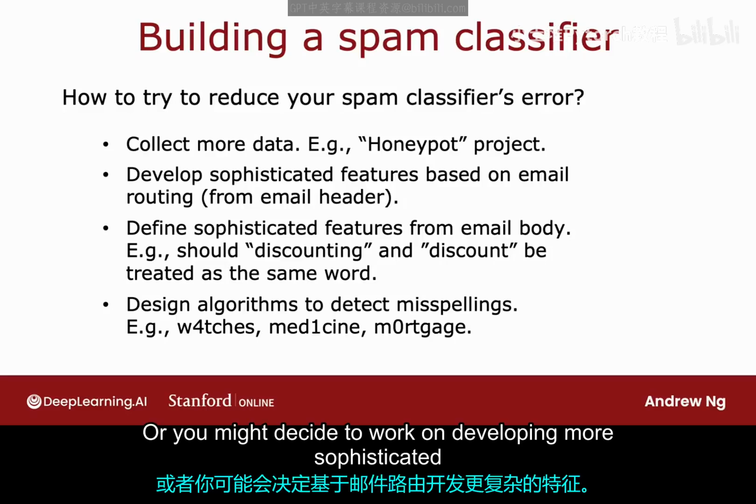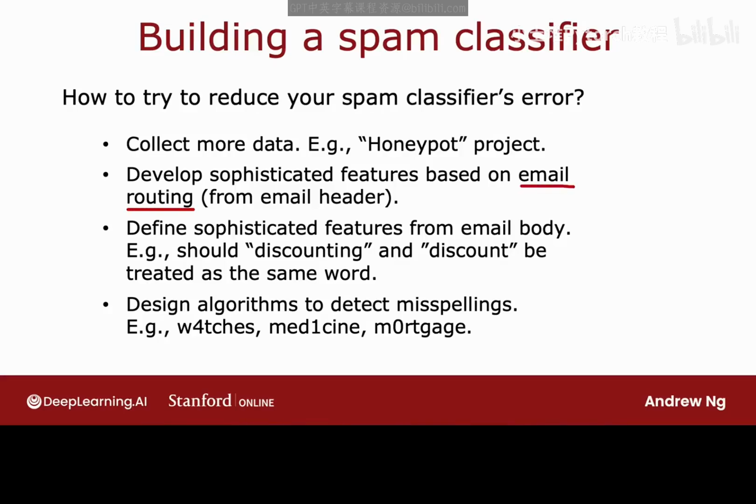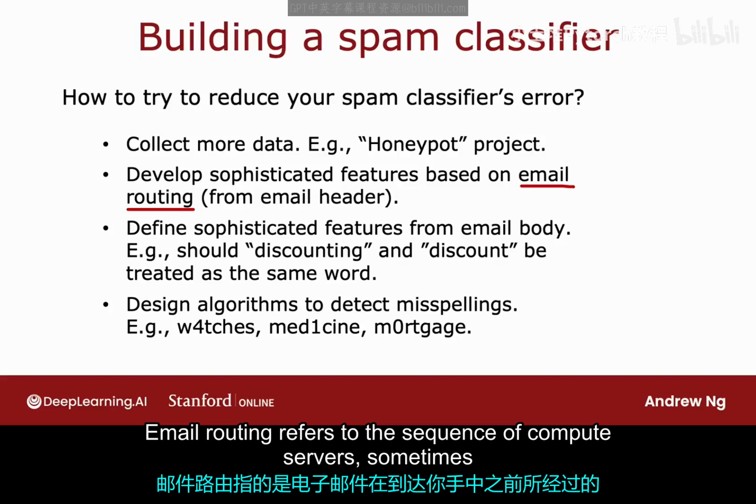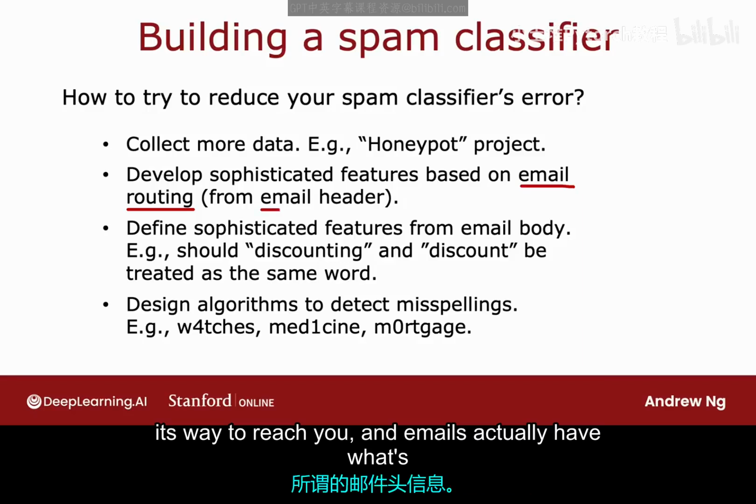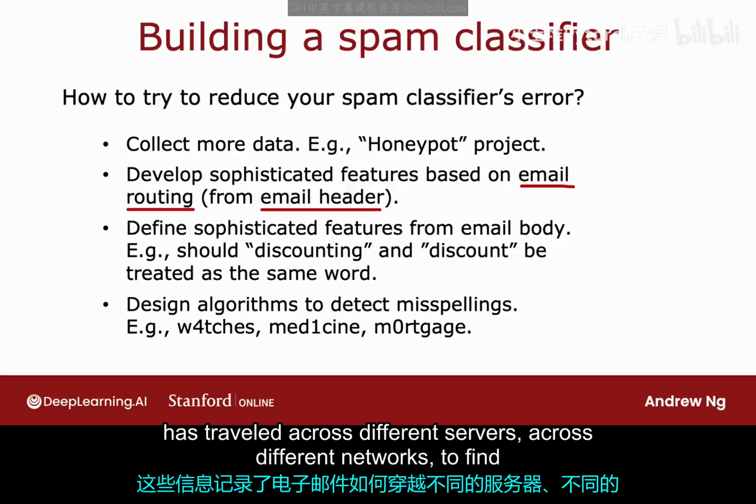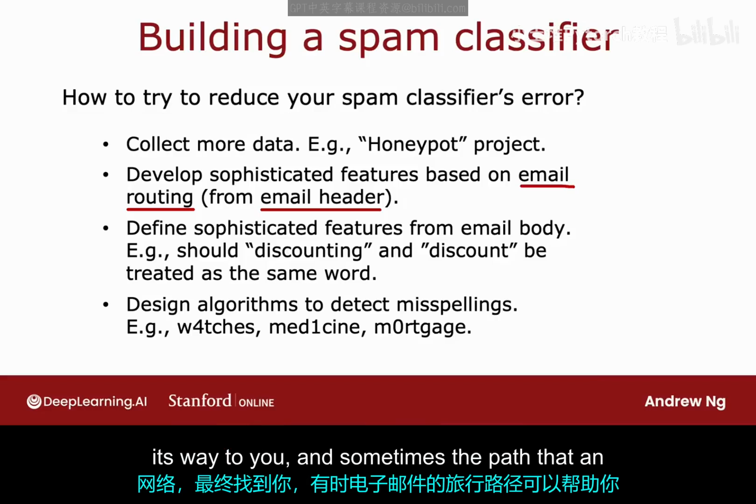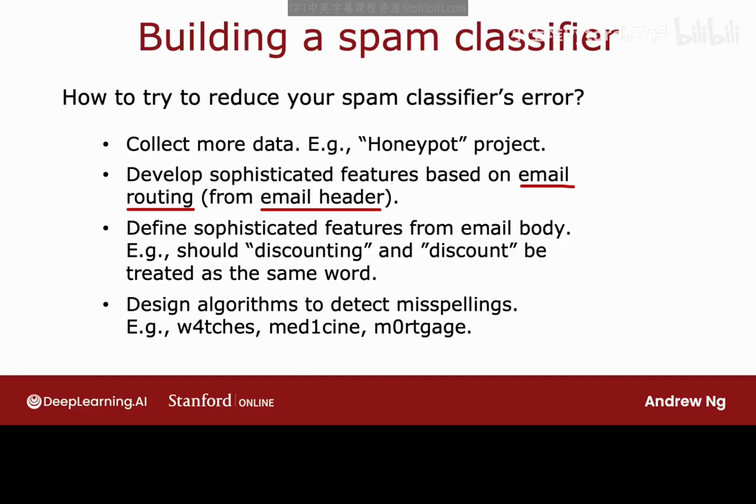Or you might decide to work on developing more sophisticated features based on the email routing. Email routing refers to the sequence of compute servers, sometimes around the world, that the email has gone through on its way to reach you. And emails actually have what's called email header information. That is information that keeps track of how the email has traveled across different servers, across different networks to find its way to you. And sometimes the path that an email has traveled can help tell you if it was sent by a spammer or not.